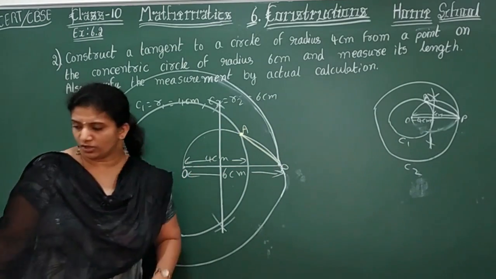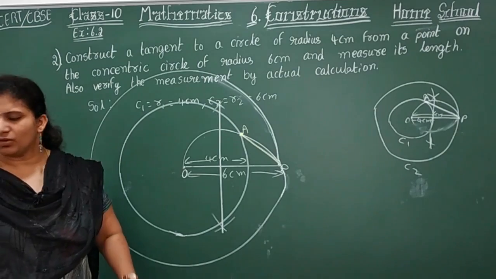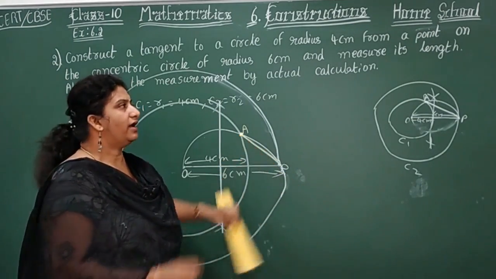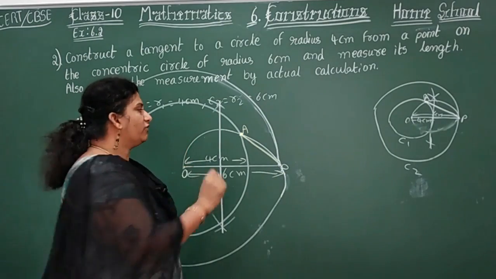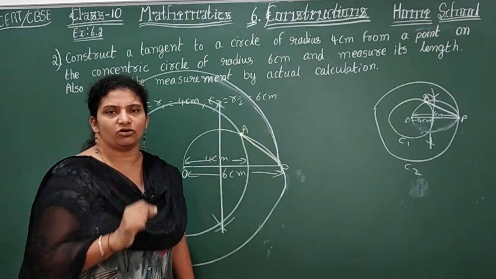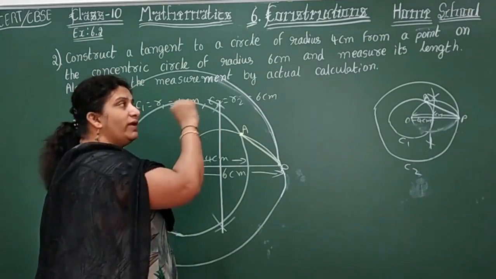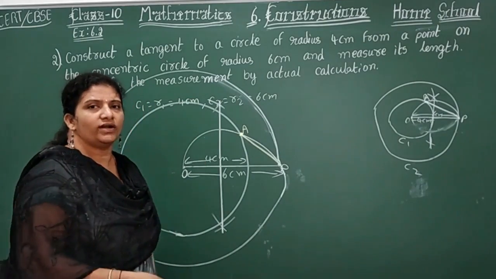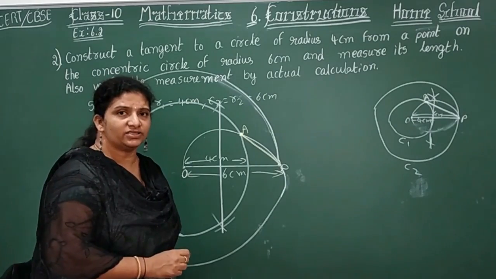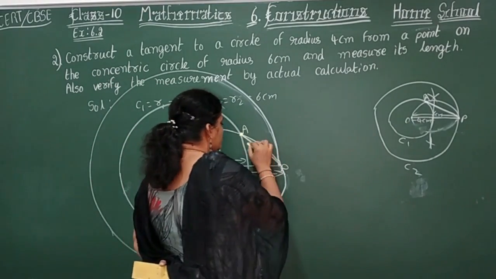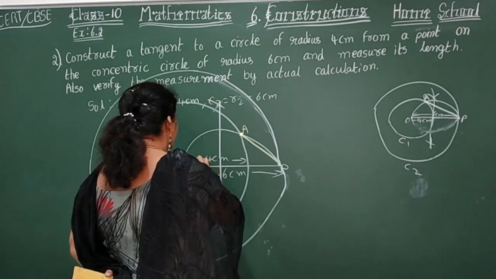So now what are you going to do here, children? With the scale you measure, right? Write that the measurement of the tangent AP is equal to so and so centimeters. Then the actual calculation is asked. What is the actual calculation here, children? How do you calculate here?